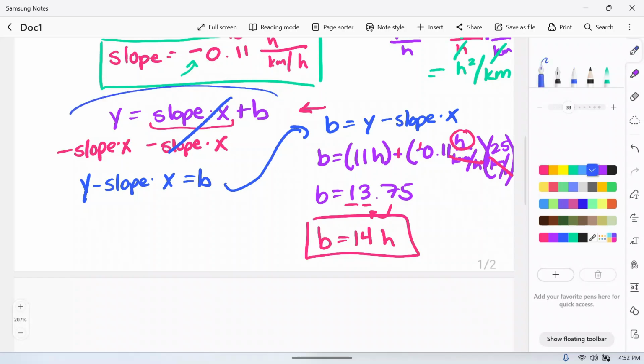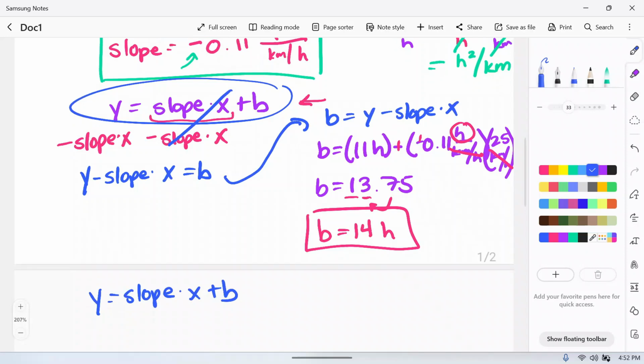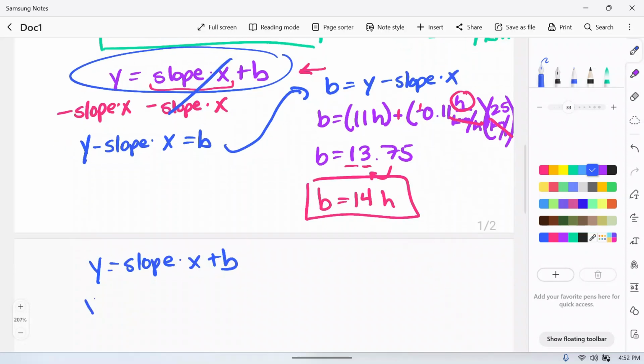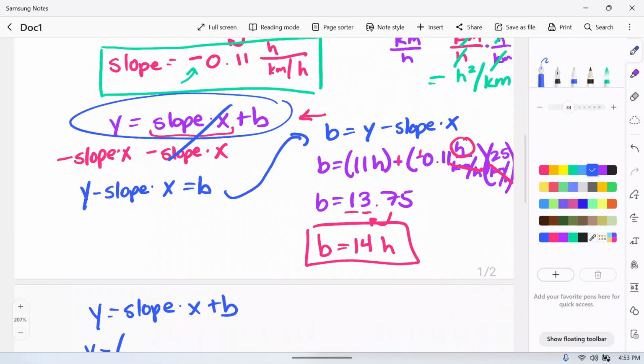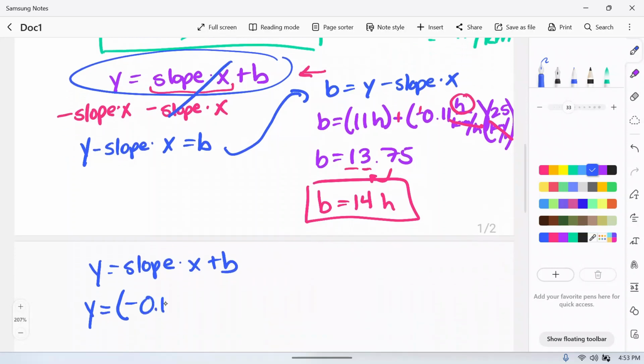So I come back to my y equals slope times x plus b. So I plug in my value for slope. I open a parenthesis and I include my whole value for slope, which is the negative 0.11. And that was hours divided by kilometers per hour. And then I leave x. And then I plug in b, which is 14 hours.